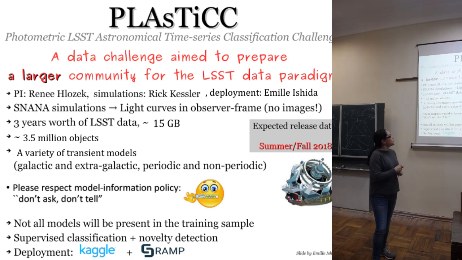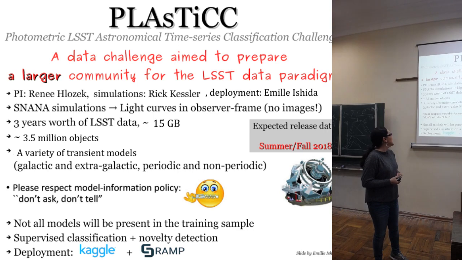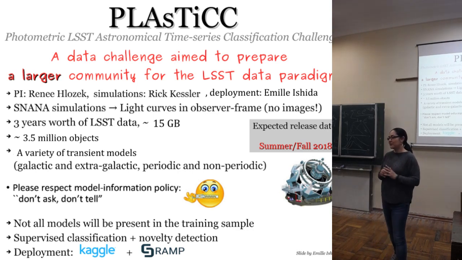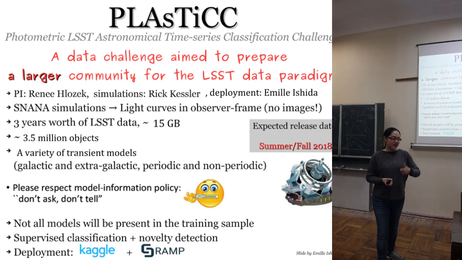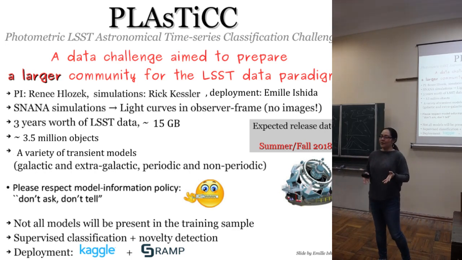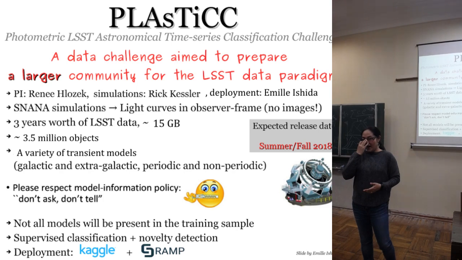It will be equivalent to 3 years of LSST data, which is around 15 gigabytes of data, and you will have 3.5 million objects to classify, million light curves, each one of them in 6 different filters for LSST. The old data that I showed you before was only different types of supernovae. This time we would have different types of transients, galactic, extragalactic, periodic variables, anything.